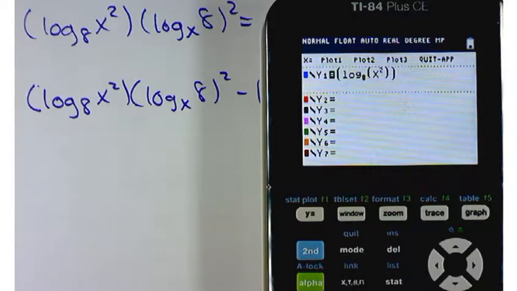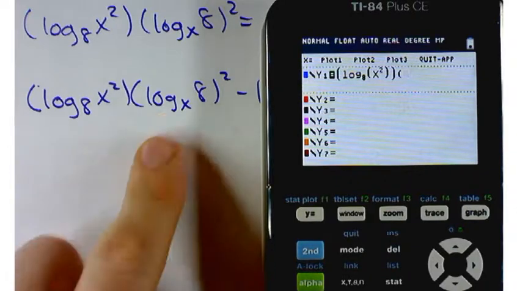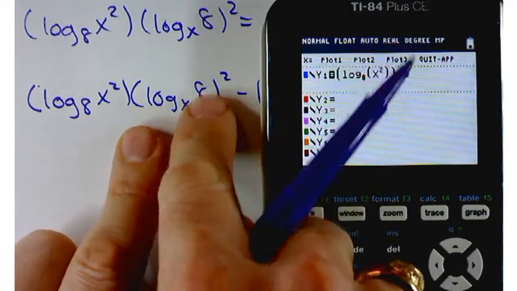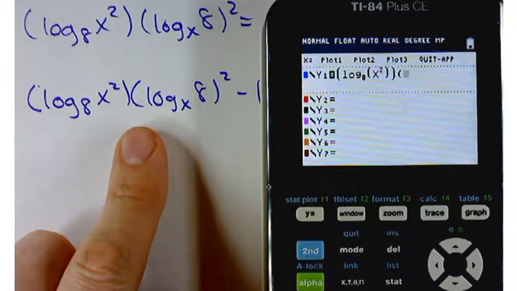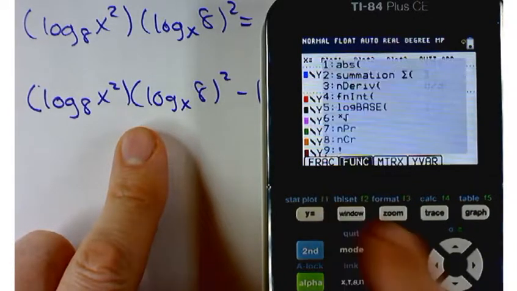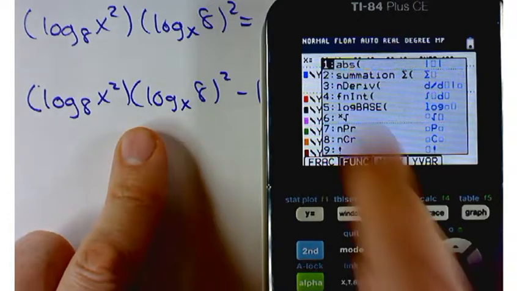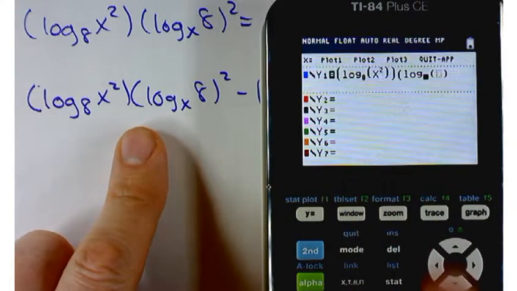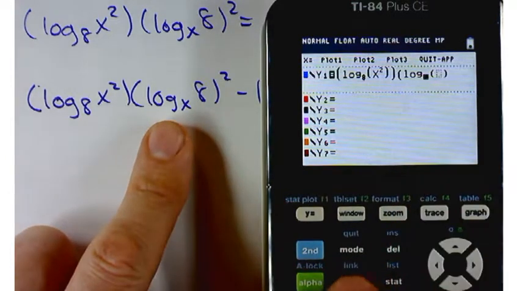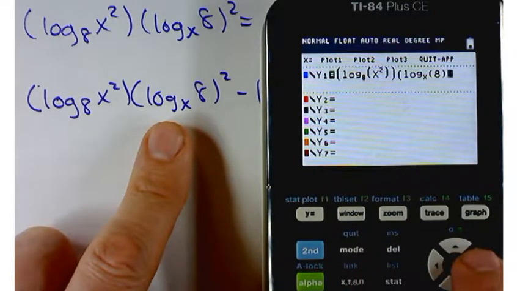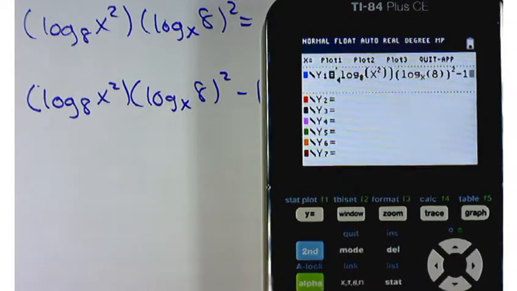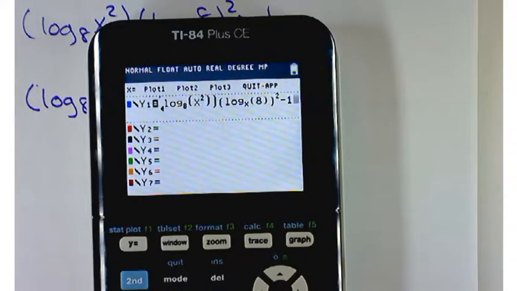Okay. Then we'll type in log base x of 8 quantity squared. So again, let's go back to that window, alpha, and then window. Fifth option down. This time I want to put an x here. Log base x of 8. And then another right parenthesis, squared, minus 1. So that's what your expression should look like.